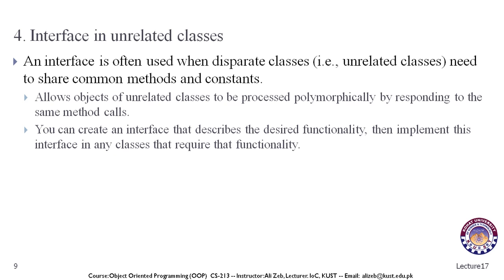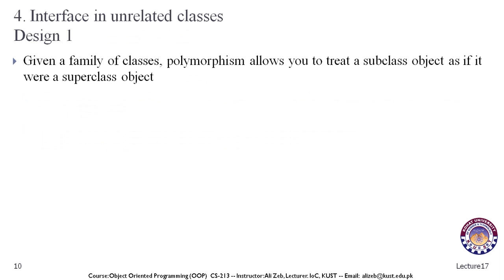You can create an interface that describes the desired functionality, then implement this interface in any classes that require that functionality. We look at this in an example: we can implement the same interface in completely unrelated classes, and we can then polymorphically connect the objects of those classes. So let's look at an example.